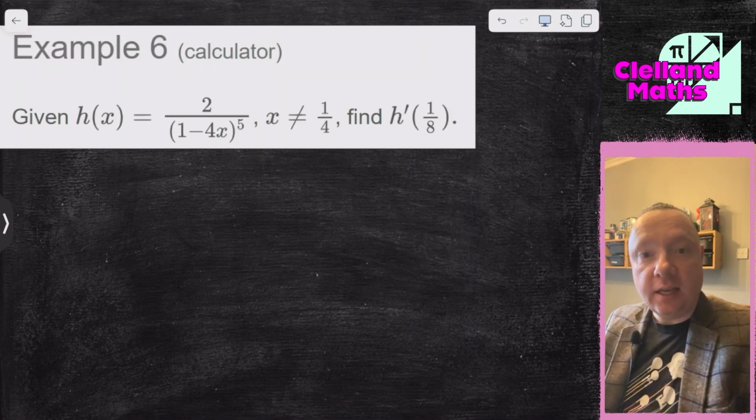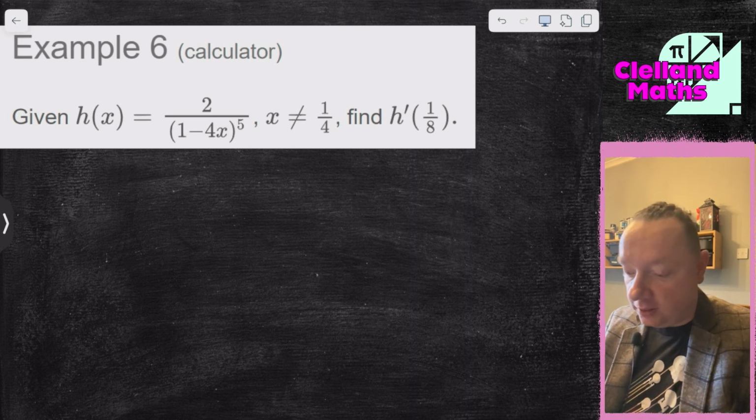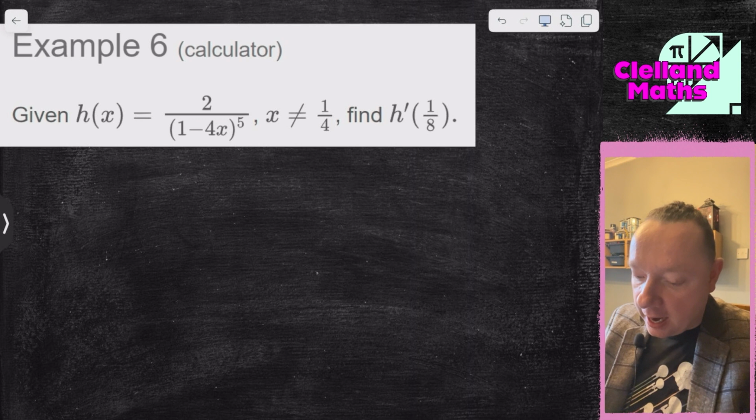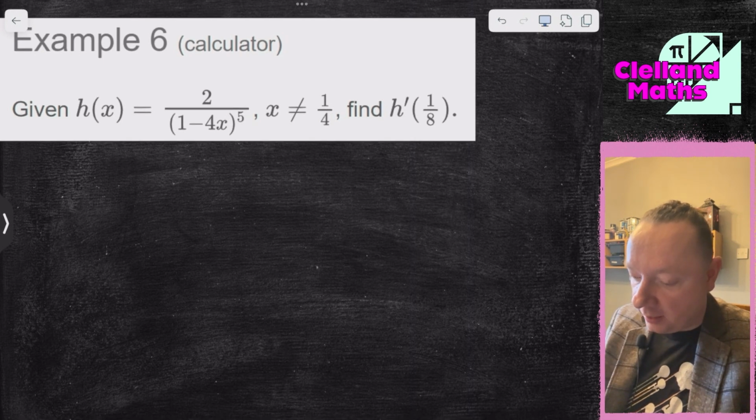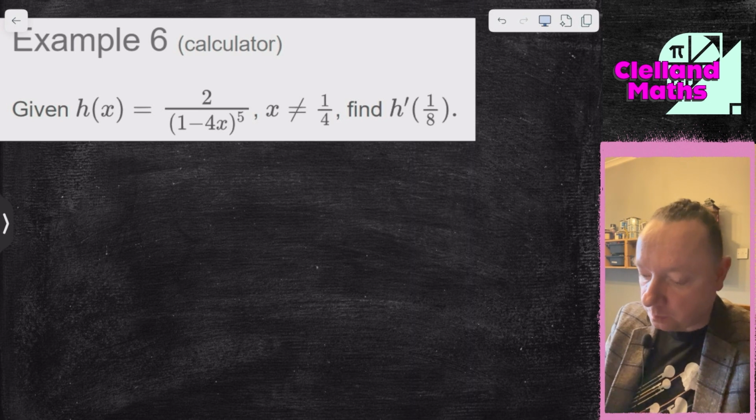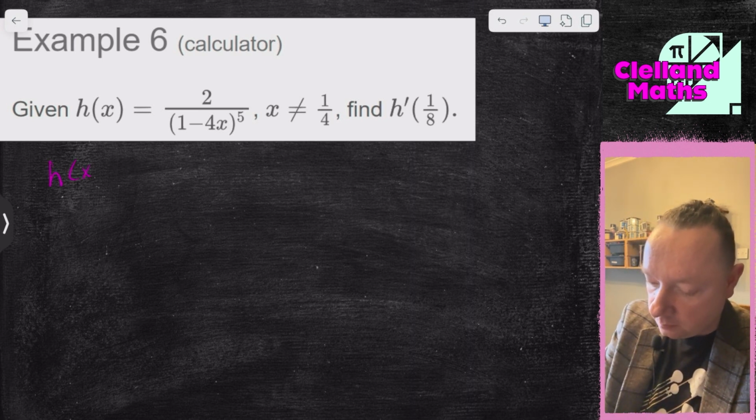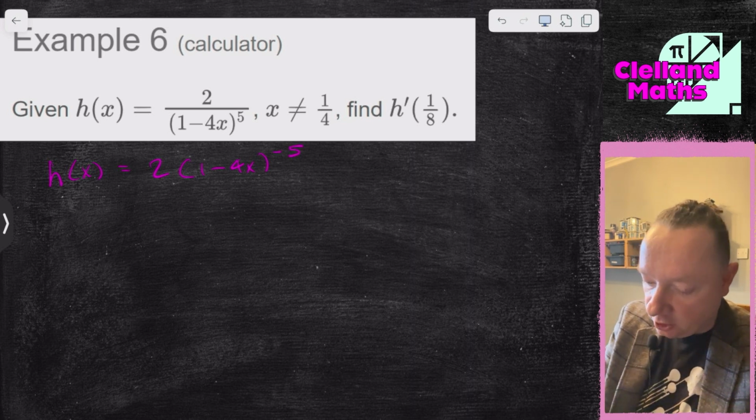Example 6. These are taken from maths.scot, by the way, an excellent maths website, so if you want to check there for revision, it's a good place to look, all free, of course. h of x is 2 over 1 minus 4x to the 5. So this is a chain rule because I've got something in brackets to a power. Get it ready first: 2 times 1 minus 4x to the minus 5. Differentiate. Minus 5 times 2 is minus 10.